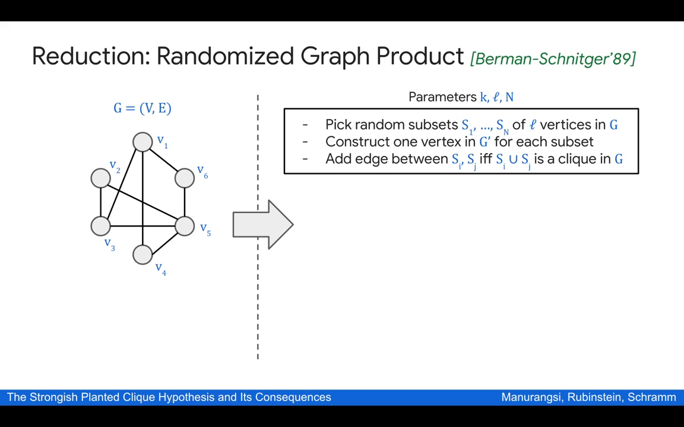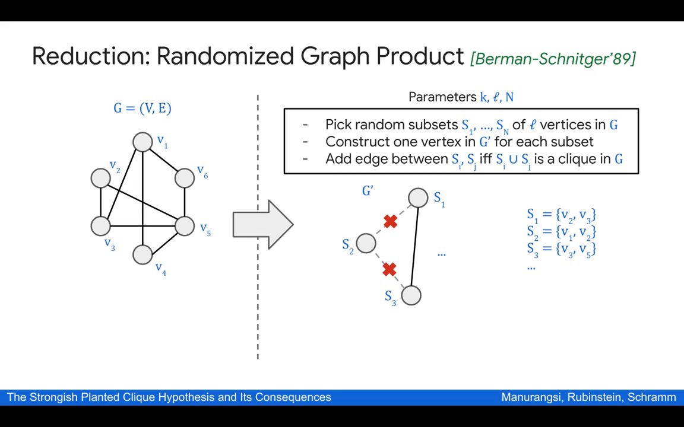For example, here is a possible construction. If our L is equal to 2, we will pick S1 to Sn to be random subsets of size 2 from the vertices of the original graph G. So maybe we pick S1 to be V2, V3, S2 to be V1, V2, and S3 to be V3, V5. We then create one vertex for each subset in G prime. And then for each pair, we consider their union and see whether it's a clique in G. For example, for S1 and S2, the union is V1, V2, and V3, which is not a clique in the original graph G, because V1 and V2 don't have an edge there, so we do not add this edge. On the other hand, for S1 and S3, the union is V2, V3, V5, which induces a clique in the original graph G, so we add an edge there. We continue this process until we finish the construction of the entire graph G prime. Okay, so that's it. That's the entire reduction.